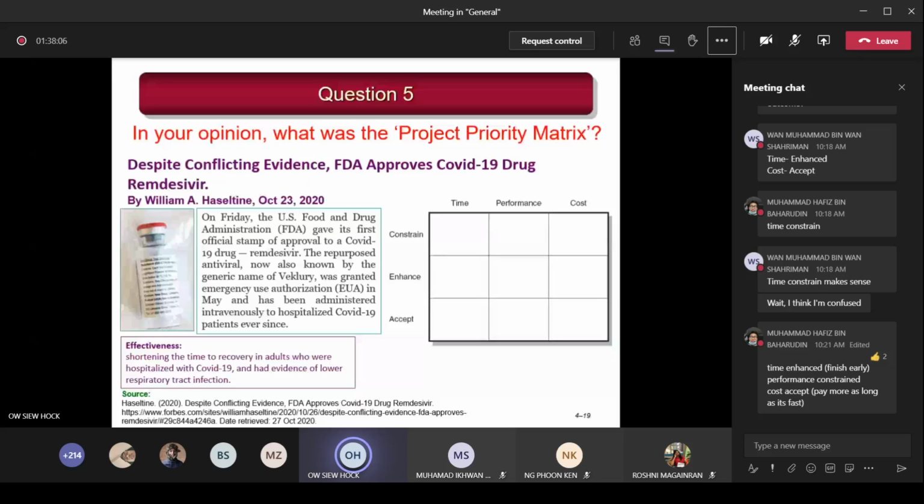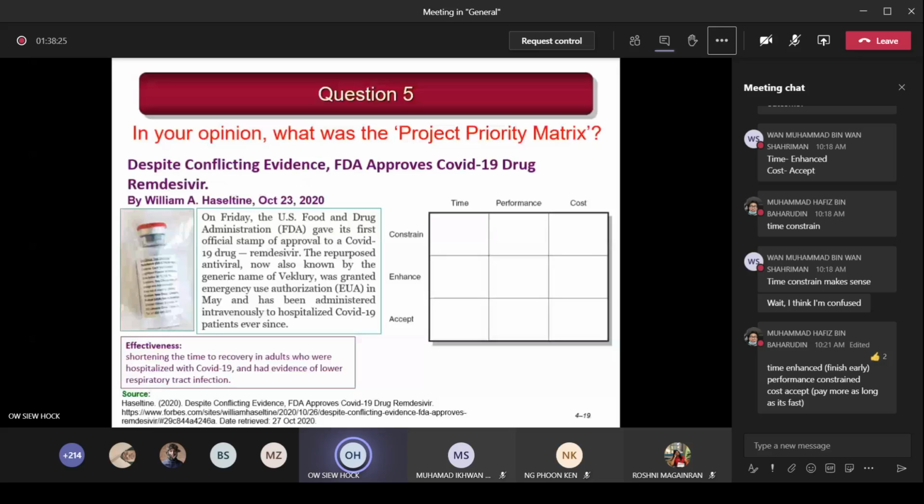So in this case, they quickly release the drug. They want to make profit first. Or you say, okay, I cannot really kill the virus, but I can do something first. That is, shortening the time, so you can recover faster and reduce the infection rate, something like that. I can do something, even though I cannot kill the virus yet.